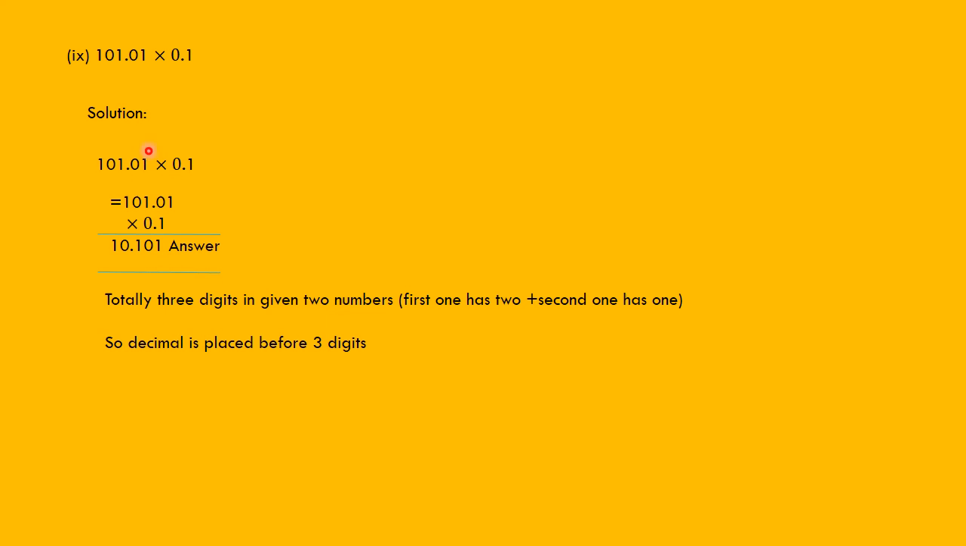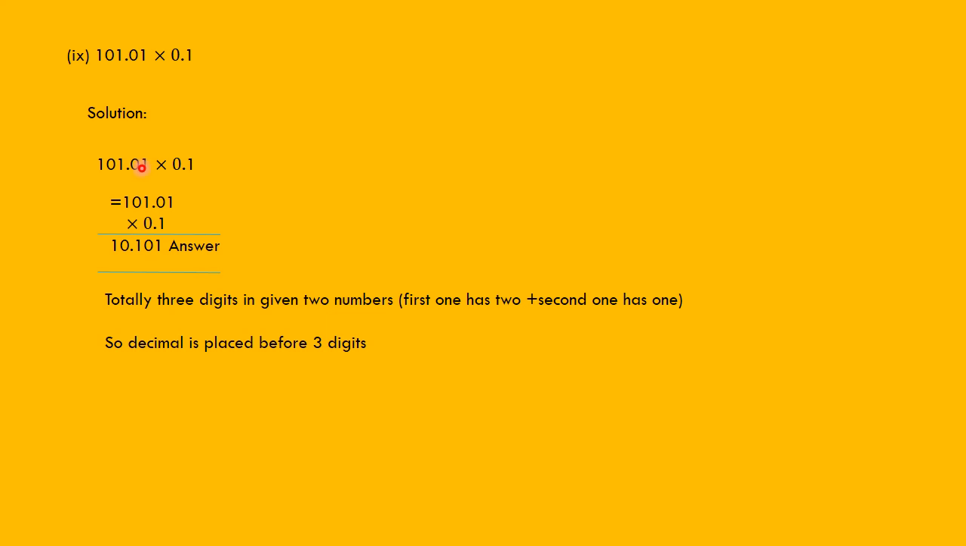Now let us see where we have to keep the decimal place. The first number has 2 decimal places and the second number has 1 decimal place. So totally we have 3 decimal places. In the product we should have 3 decimal places. So after multiplication, you just leave 3 digits, 1, 2, 3, and put a decimal place.